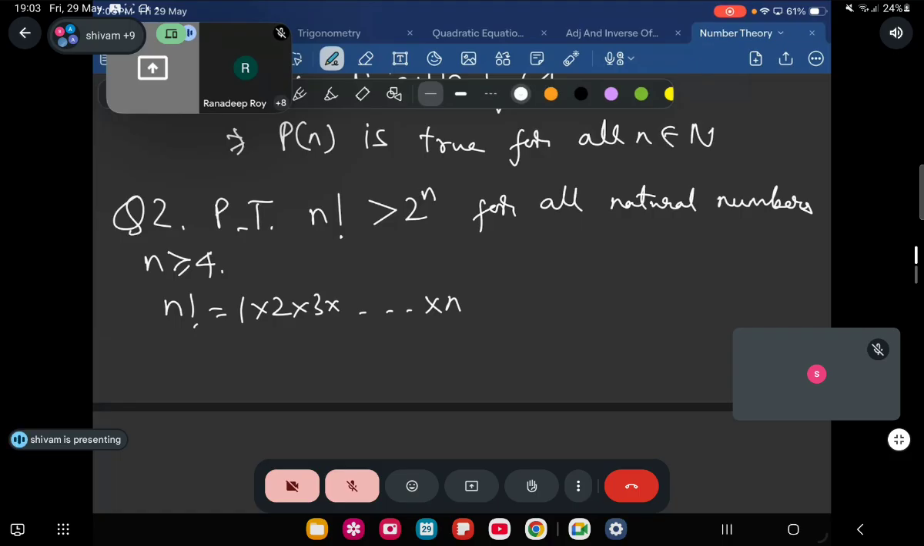Okay, let me see. So Ahir has sent. Okay, Raudip has sent. Let's see.